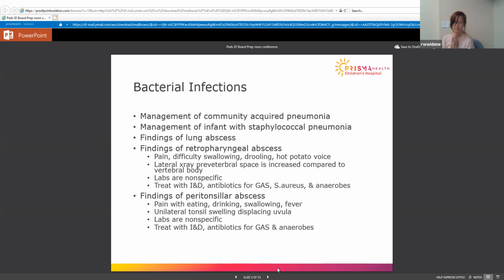Peritonsillar abscess. This is going to be pain when you eat and drink and swallow, and you'll have fever. This is your classic unilateral tonsil swelling displacing your uvula. Labs aren't helpful. On the board, you treat with I&D, and then antibiotics for group A strep and anaerobes, which you can get with one drug. You don't have to do Augmentin. Remember, amoxicillin has anaerobic capability, so you can probably get away with just amoxicillin. I don't know what they said.